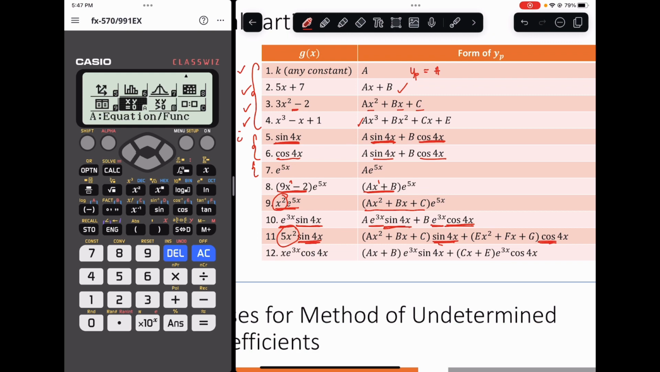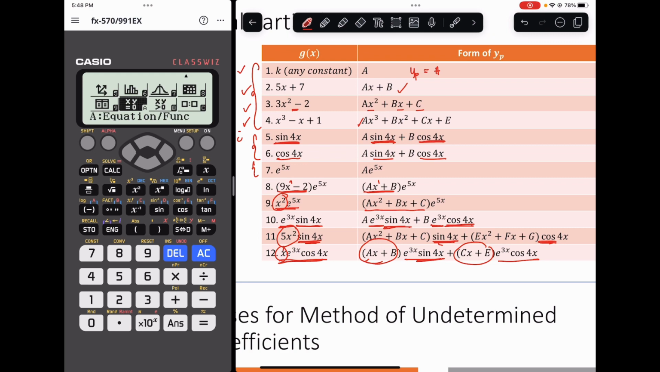And then lastly, it's a combination of the three: the algebraic, exponential, and the cosine function. Again, e raised to 3x sine 4x and e raised to 3x cosine 4x should be there. And since this is x, there should be ax plus b and then cx plus e.